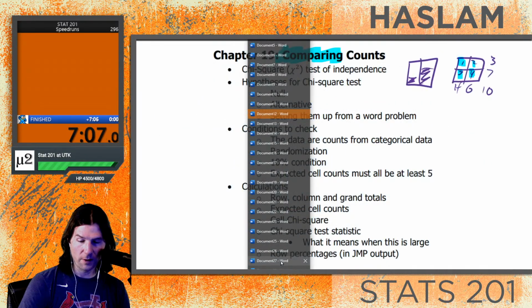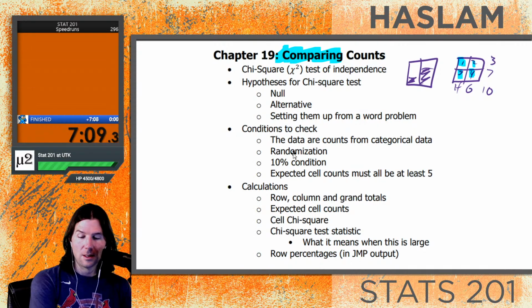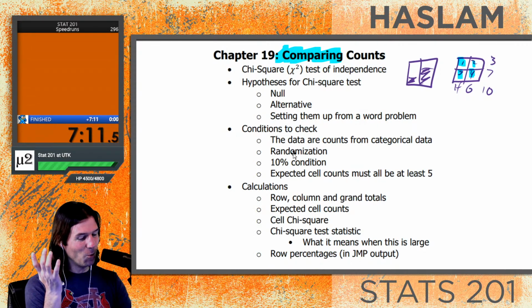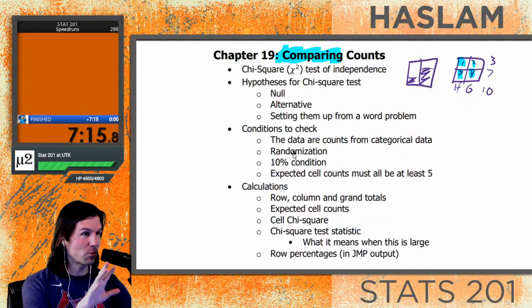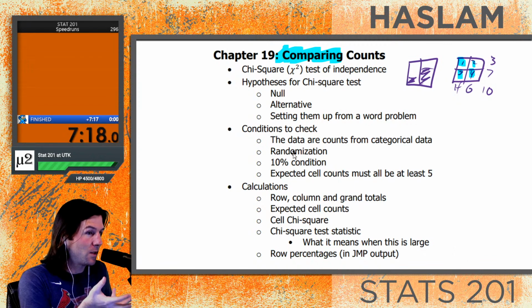And I lost my sheet for the chi-squared. Here we go. We're back to it. Condition check. Condition 1. Hopefully no one gets bored. No one gets bored of crab raid. So condition 1 is random. That means we need to randomly find these students.